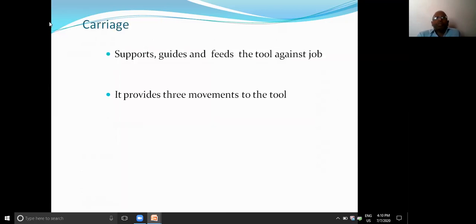So this particular carriage supports, guides and feeds the tool against the job. As that carriage carries the total tool post, it supports, guides and feeds the tool against the job. It provides three movements to the tool. Just now we discussed the carriage moves along the lathe bed only.